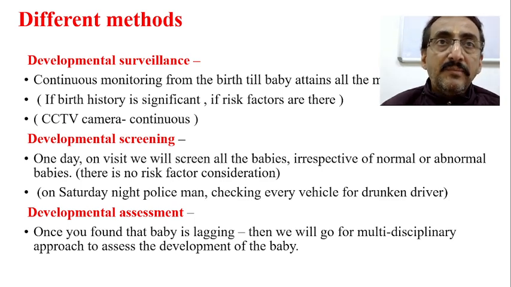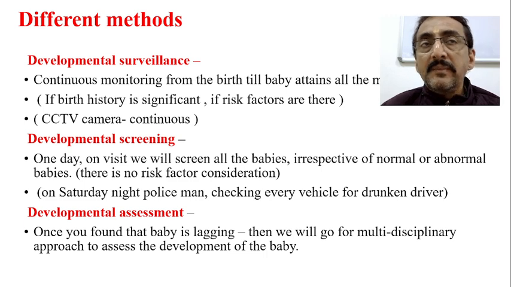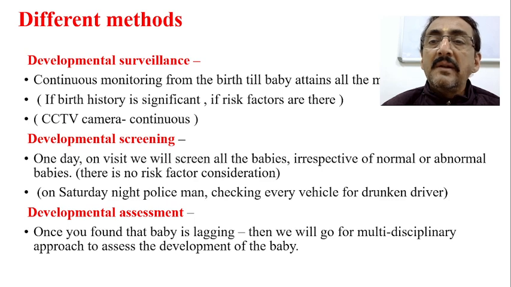That means, suppose the child is born with some risk factors, for example, a history of birth asphyxia, meconium aspiration syndrome, some intrauterine infections, some trauma, periventricular hemorrhage, intraventricular hemorrhage, etc., or any other untoward event at the time of birth, or even a preterm child. Then we have a strong suspicion that in future the child may have some developmental delay. So such babies should be identified and kept under developmental surveillance.